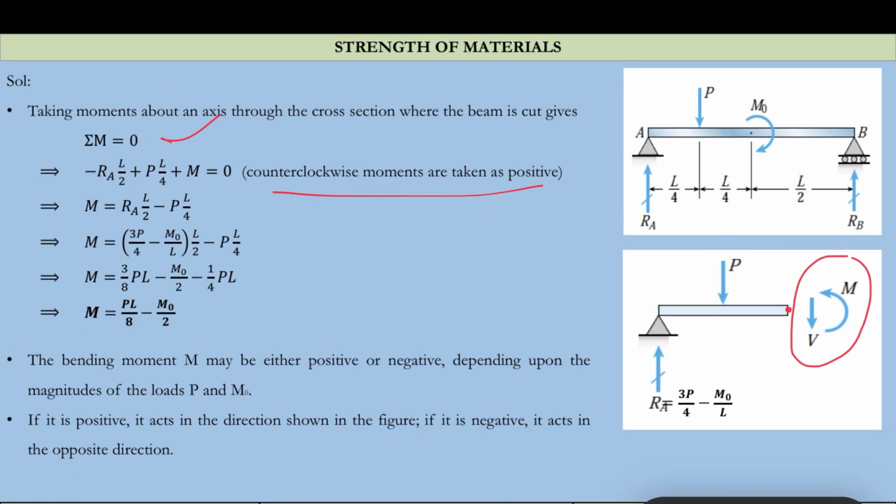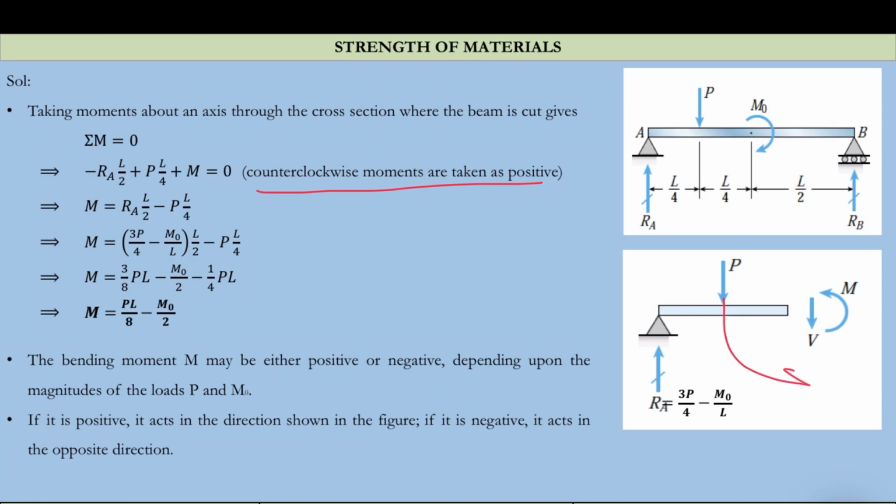Always try to write the direction whatever you are assuming. So we have written counterclockwise moments are taken as positive. So RA will produce a moment, so it is coming out to be minus RA into L by 2, plus P is giving counterclockwise, so it is positive PL by 4. M is in counterclockwise direction, so it will be plus. So we have to calculate M. So M is coming out to be RA into L by 2 minus PL by 4.